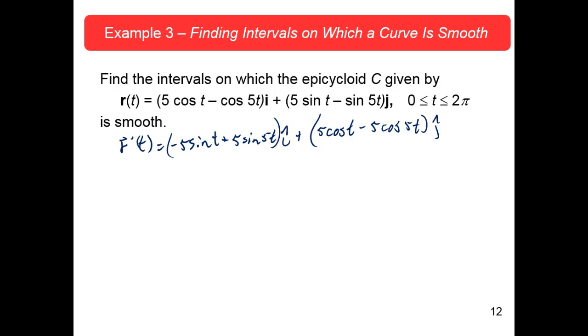Well, where is that equal to 0? It's equal to 0 when 5 sine t is equal to 5 sine of 5t. If that's equal to 0, then add 5 sine t to both sides and you get that. And you can divide out the 5's and you get where sine of t is equal to sine of 5t.